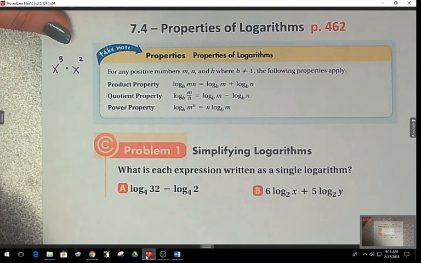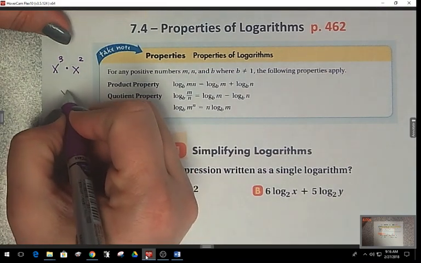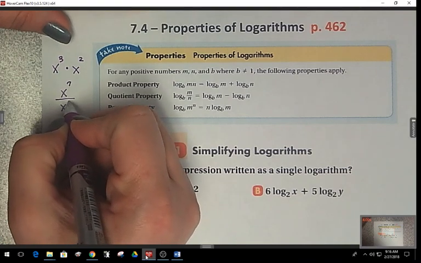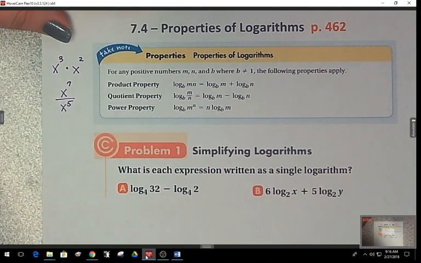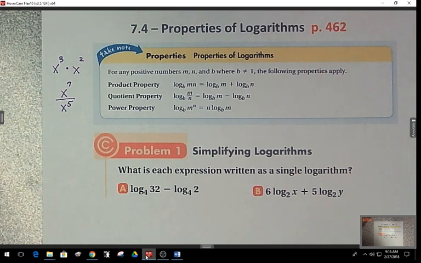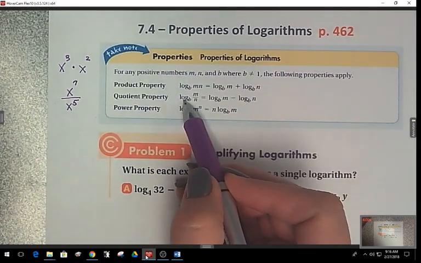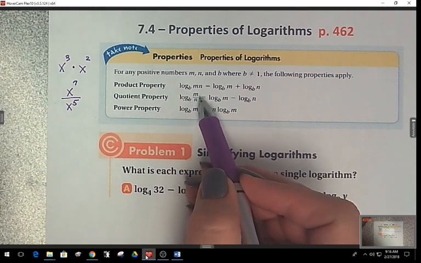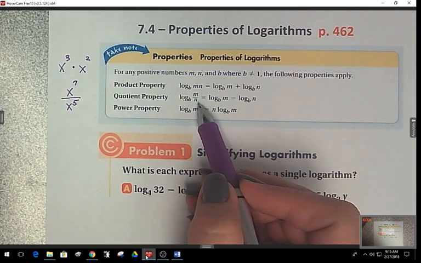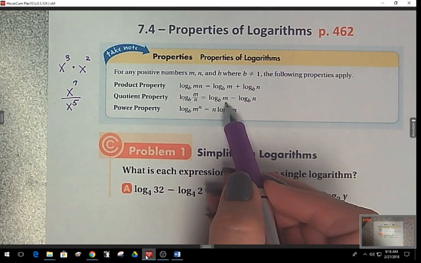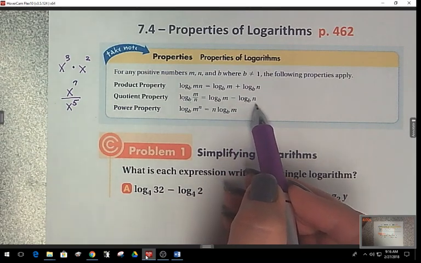Also, to tie this to rules of exponents, when we had a division problem and we had the same base, the rule was to keep your base, subtract your exponents. So, very similar to that is the quotient property for logarithms, and that's when you have log base b of m divided by n. I can separate that out into 2 separate logarithms and do that saying the log base b of m minus log base b of n.